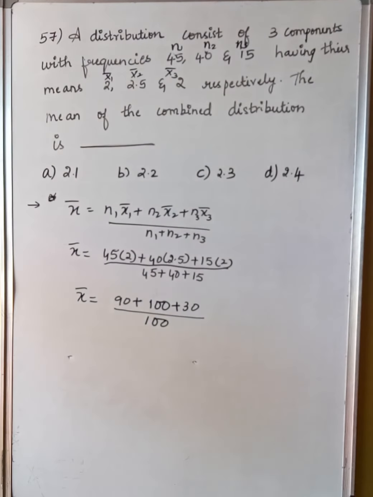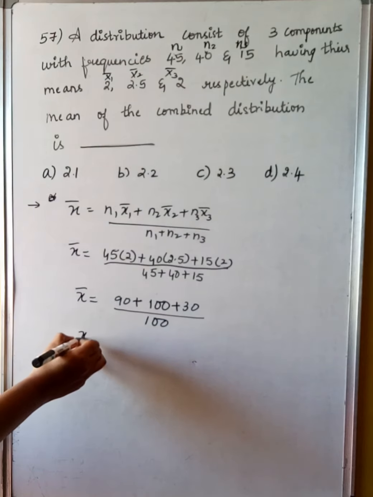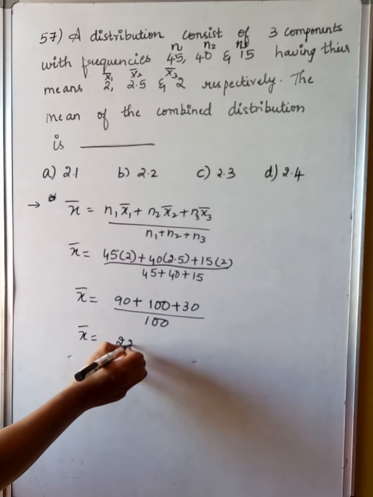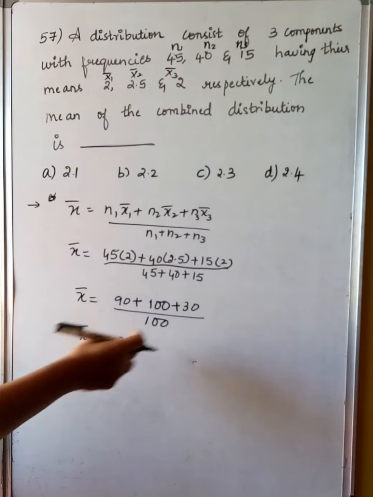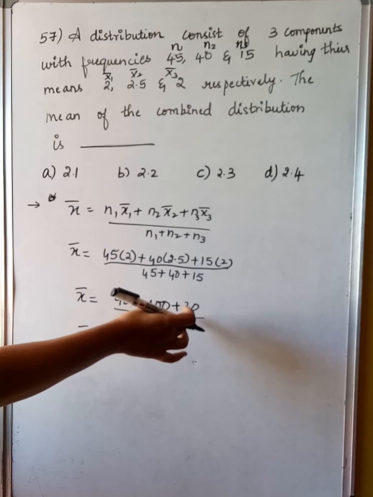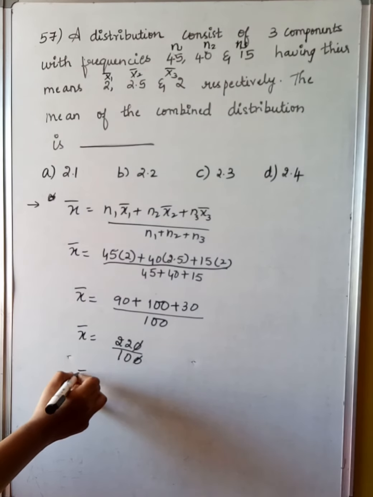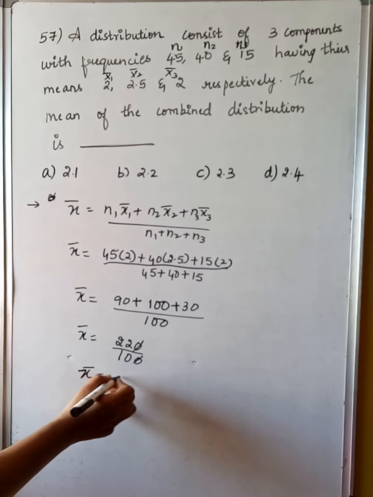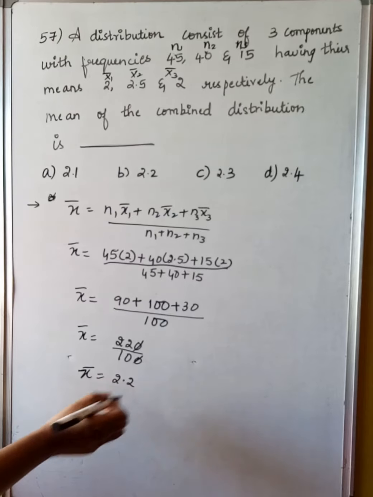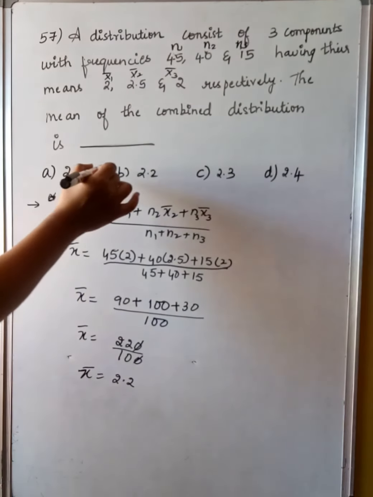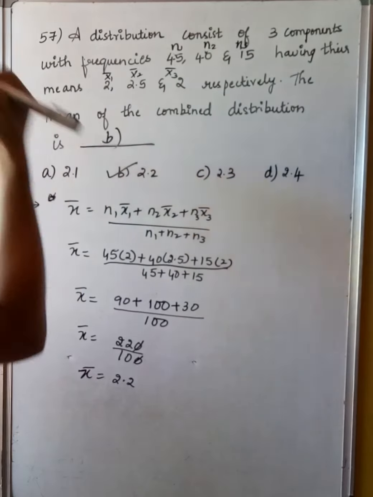Is it clear? So when I simplify this part, the numerator I'll be getting is 220. Yes or no? 100, 190, 200, 210, 220. 220 whole divided by 100. So the combined mean X bar is 2.2. Now let us check with the options whether we have that option or not. Yes, it is the second option, D, which satisfies.